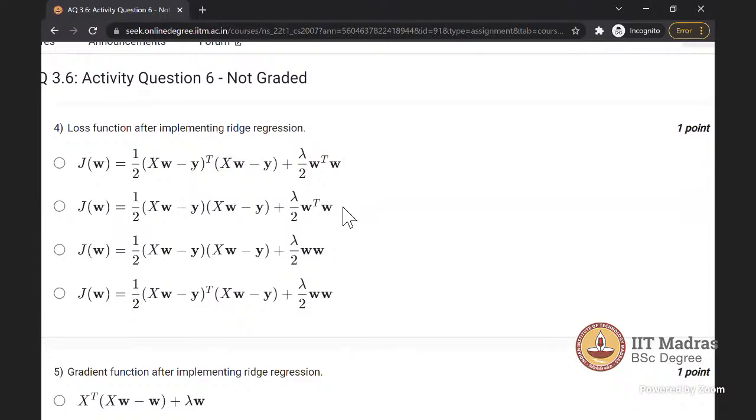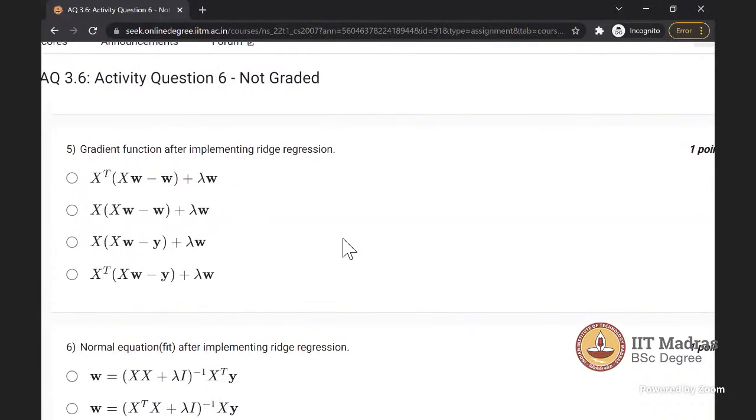Question number 4: the loss function after implementing regression is, which one do you think is the right one? First one. Yes, first one. The last two options, you can see that this W multiplied by W is not even possible, because W is a column vector, so you have to transpose it. So only option A or B could be right, and in option B, the transpose operation is missing right after the first parenthesis. Therefore, the correct one is 1. Yes.